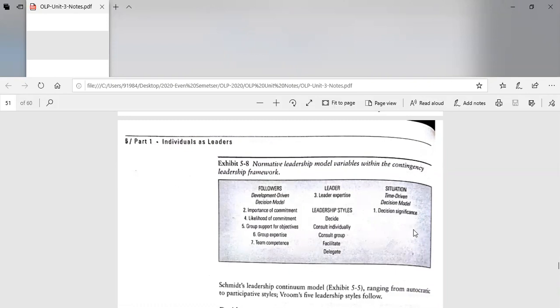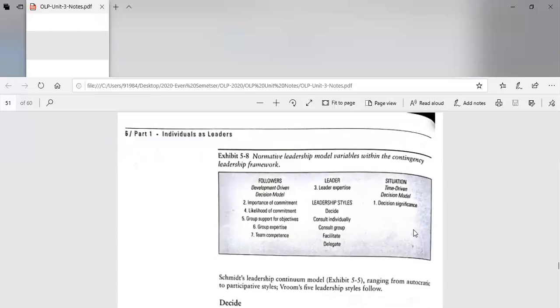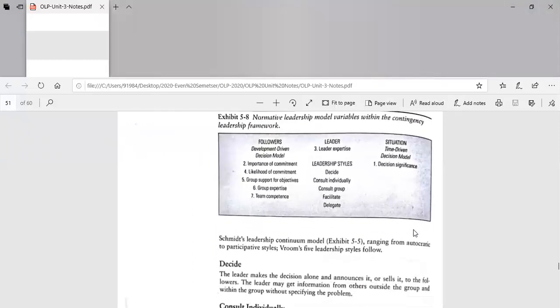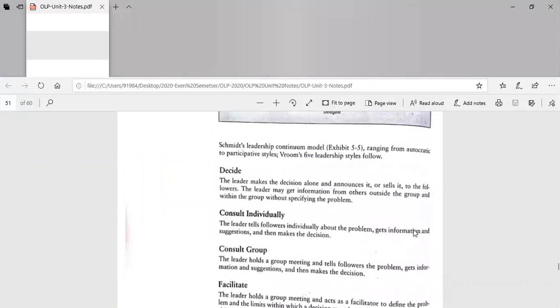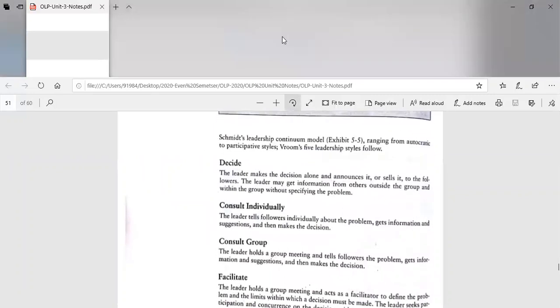Situations here are time driven and development driven. The time driven is related to the situation, where there is a decision significance, and followers are related to the development driven. So the followers: importance is given to their development, the importance of their commitment, likelihood of commitment, group support for objectives, group expertise, and team expertise, or maybe team competence. So these are the things we are going to learn one by one as variables to give an explanation. Now first we will see what the leadership styles are.